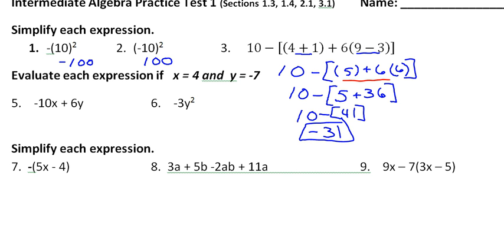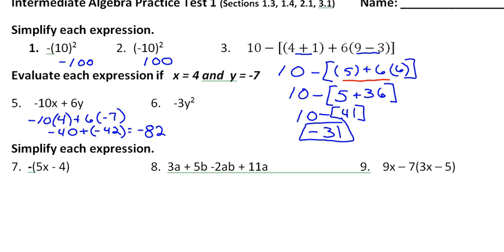Apparently there's no number 4, so number 5. X equals 4 and y equals negative 7. So you have to put negative 10 times 4 plus 6 times negative 7. Negative 10 times 4 is negative 40. Plus 6 times negative 7 is negative 42. Negative 40 plus negative 42 is negative 82.